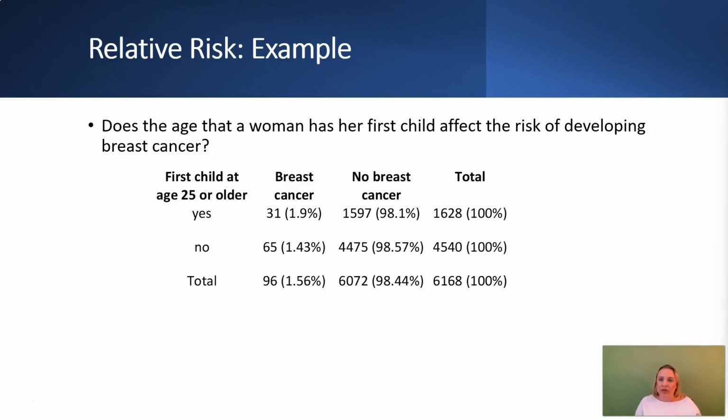Now we have the question of, does the age that a woman has her first child at affect the risk of breast cancer? So here we see is first child at age 25 or older in breast cancer or no breast cancer.